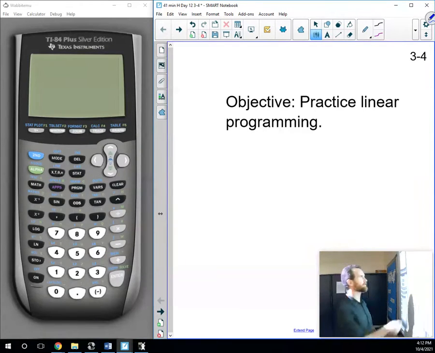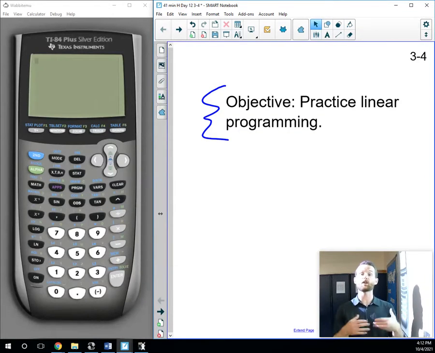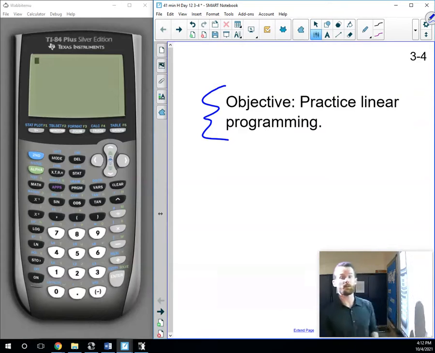We're doing Chapter 3, Section 4, and today we are going to practice linear programming. Today's going to be more of an independent day, so I'm going to give you 3 problems. I want you to try them, but the rest of this video is going to be me going through those 3 problems in case you need to come back and check your answer, or you need help with a step or anything like that. I want this here for you.